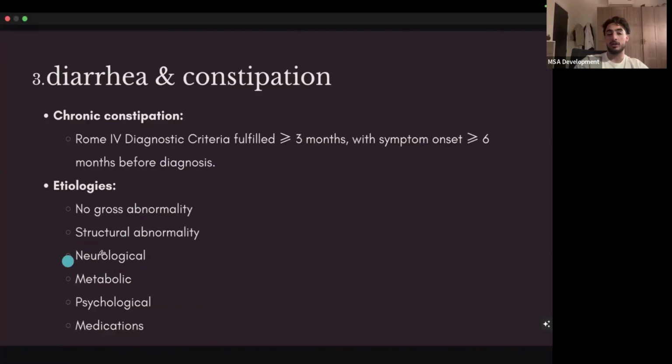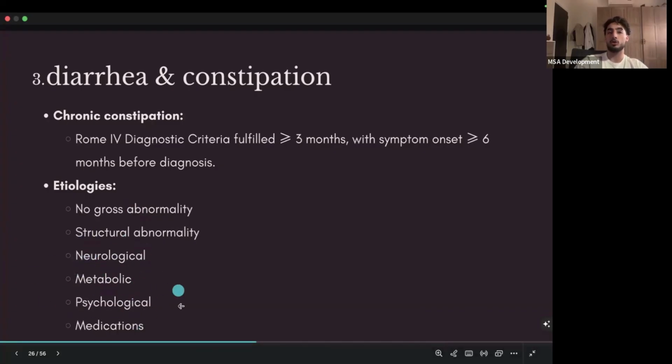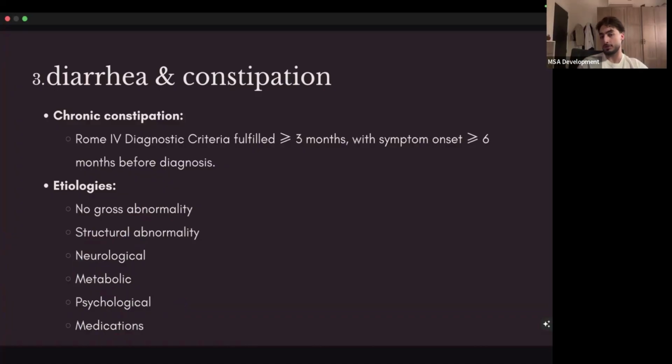Neurological etiologies, metabolic, psychological, or medication. Psychological is sometimes important because it's difficult to diagnose. But patients with depression, for example, like major depressive disorder, can present with chronic constipation.